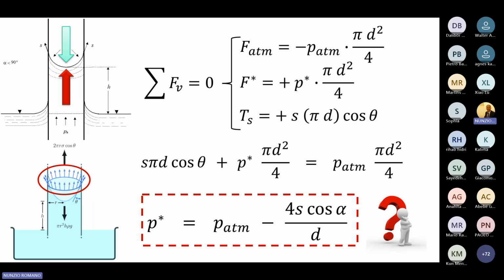It's a very simple relationship that gives us the value of the pressure just below the water meniscus, and we know everything. We know the atmospheric pressure, we know the diameter of the capillary tube, we know the surface tension. If we open a chemistry book, we can find the surface tension between air and water. But from the practical point of view, what does this equation tell us?